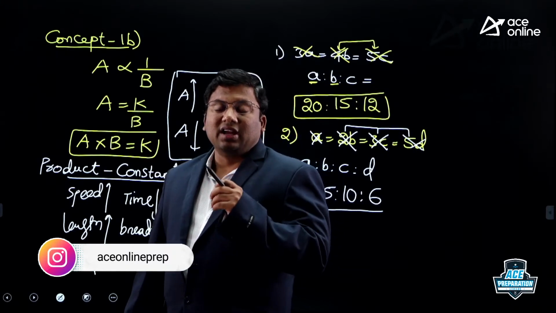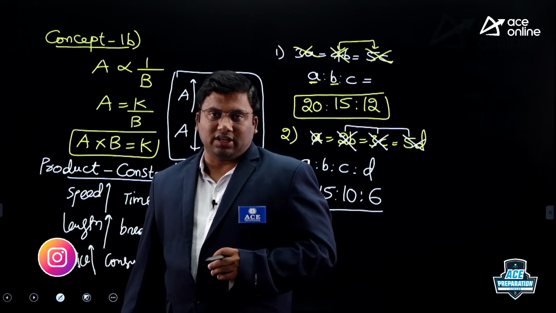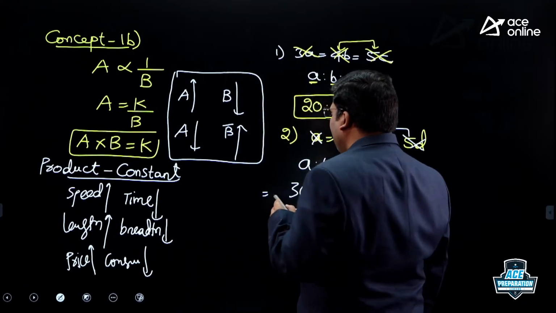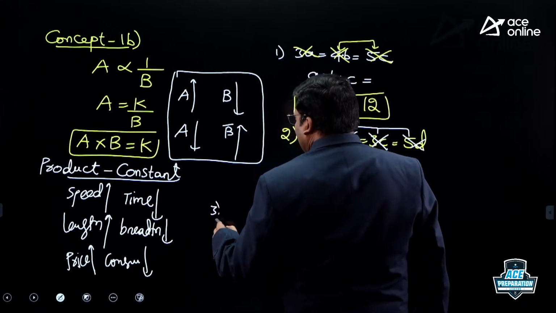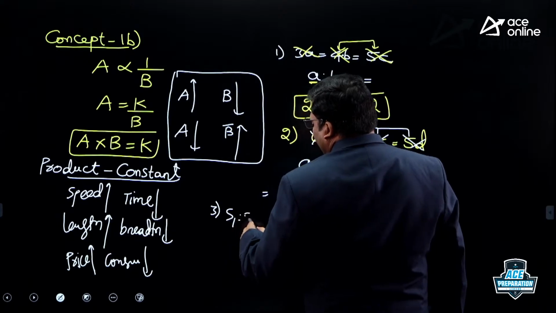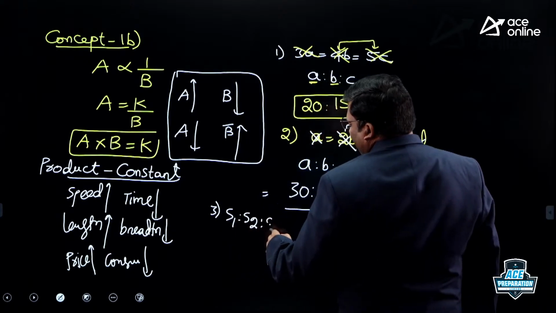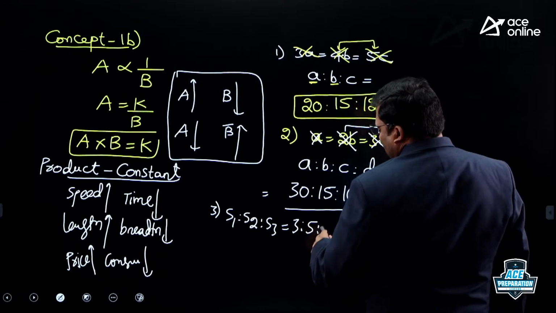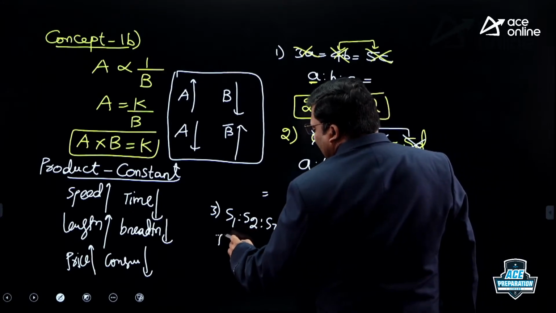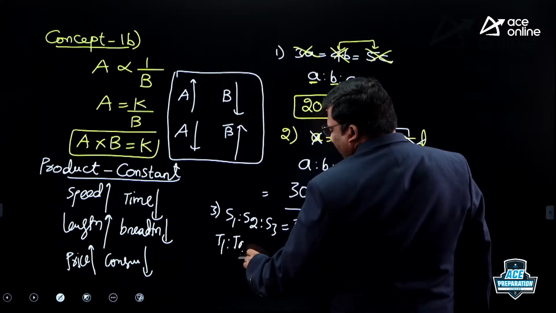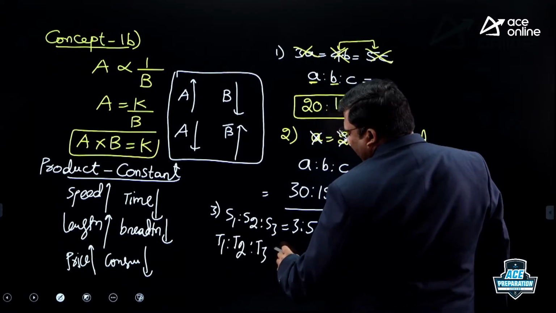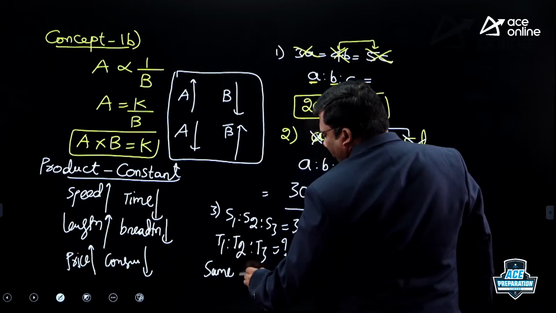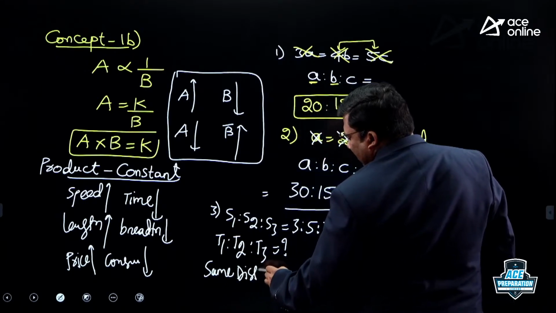A and B are directly proportional to each other, one concept. A and B are inversely proportional to each other, another concept. He might ask you a question. Speed ratio is 3 is to 5 is to 7. What will be the time period ratio if it is the same distance?